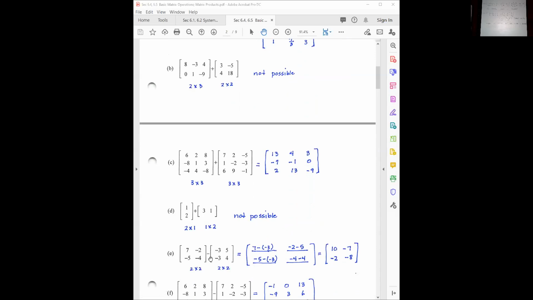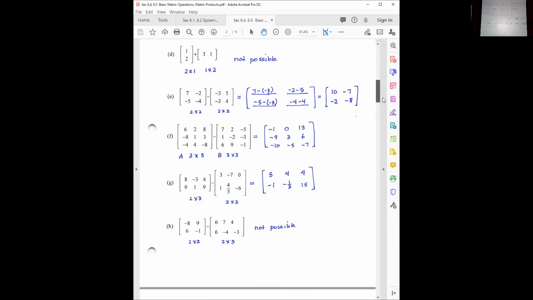Okay, minus is going to be similar. It's just instead of adding each term, you subtract. So 7 minus a -3. So you write it down this way. 7 minus a negative is actually 7 plus 3, so 10. -2 minus 5 is -7. -5 minus a -3. Minus minus, that's plus 3. So -5 plus 3 is -2. -4 minus 4, -8. And that's pretty much it, really.